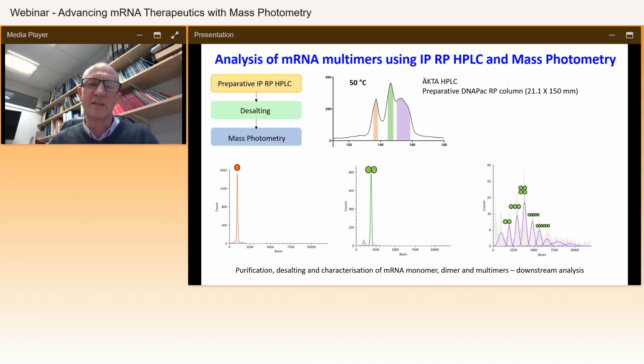Now we've obviously got a system set up in place where we can purify these different species, and this leads to lots of options and lots of different experiments that we're undertaking at the moment to characterize these and analyze the effects of looking at the different monomer, dimer, and trimer.